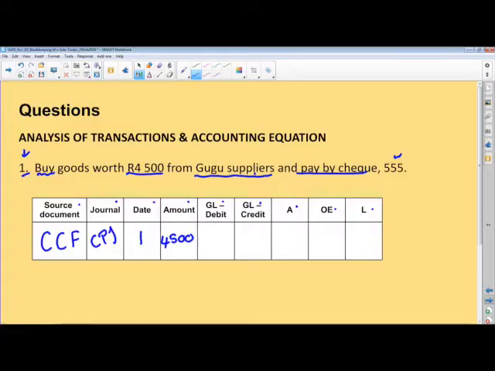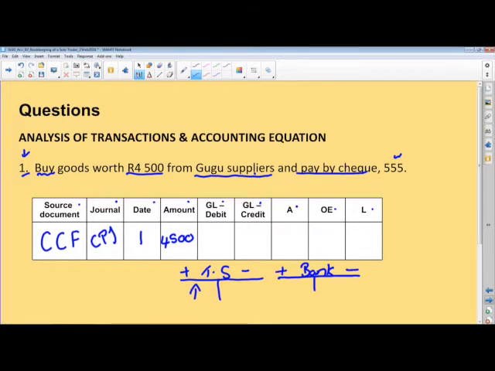So let's draw the two T accounts quickly. Remember, trading stock, I'm going to abbreviate it, but please don't abbreviate in your papers. Trading stock, we are buying more and more. It will go up on the debit, and then we are using cash. And cash will also be an asset, and the asset will also be plus minus.